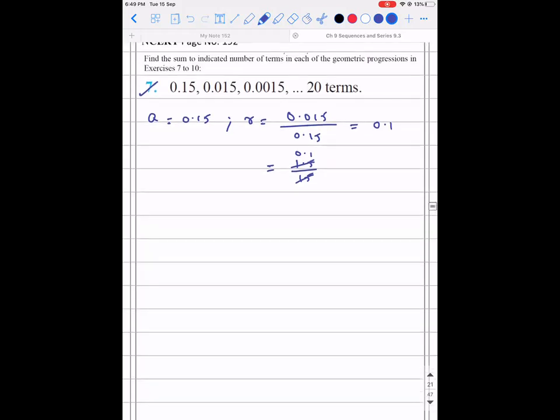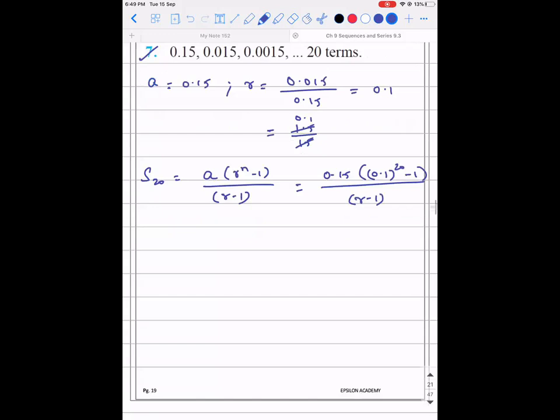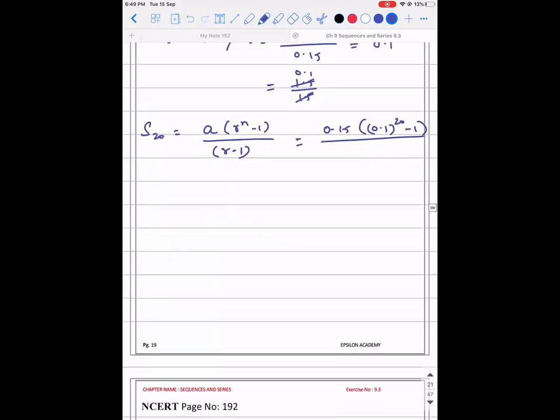So 20 terms. They're asking for the sum of 20 terms. S20 is equal to A into R power n minus 1 divided by R minus 1. A is how much? 0.15. R is 0.1, power 20 minus 1, the whole divided by R minus 1. R is how much? Again 0.1. So how to do this? 0.15 into 0.1 is nothing but 10 power minus 1 power 20 minus 1.